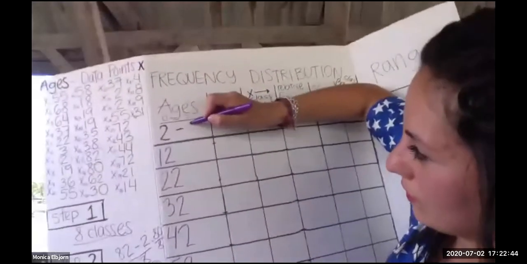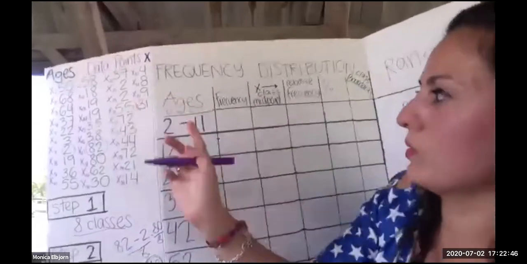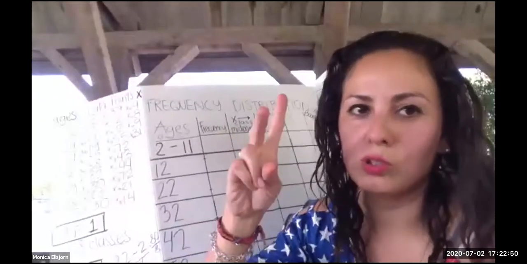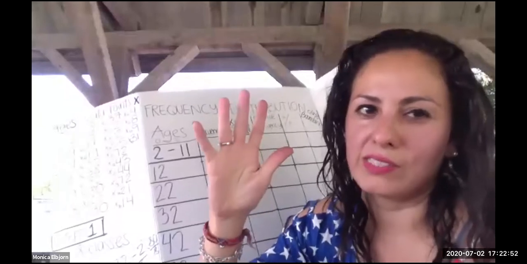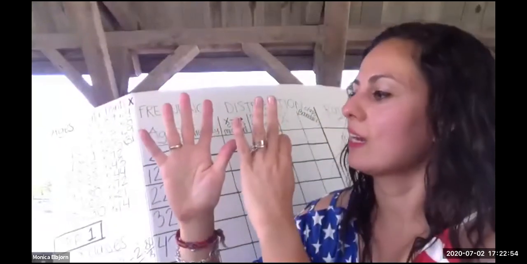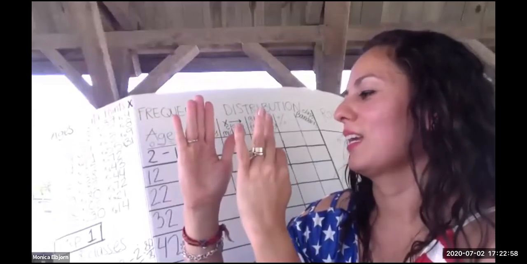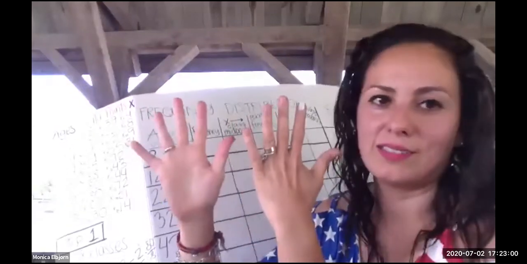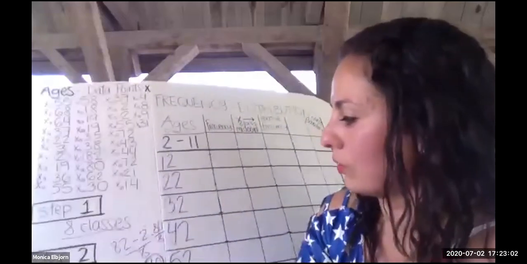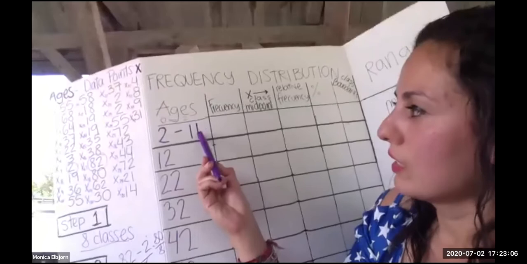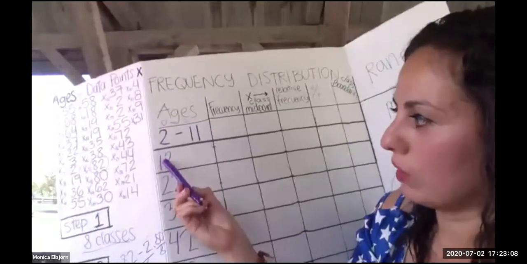$11, very good. Why 11? So we started with 2 and our width is 10. So we started with 2, 3, 4, 5, 6, 7, 8, 9, 10, 11. So that's why our width is 11. If we had 12, then we're counting for the 12, but the 12 is the next category.